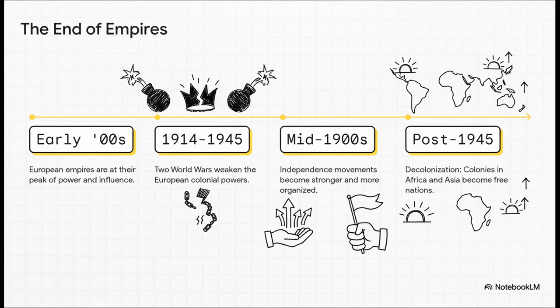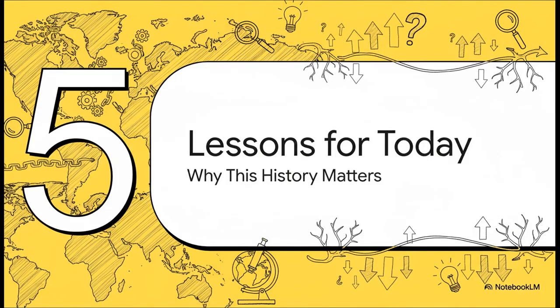After 2 incredibly destructive world wars, the European colonial powers were really weakened, both financially and militarily. At the exact same time, these independence movements were getting stronger and more organized. It created this perfect storm, and in the years after World War II, a huge wave of decolonization swept across the planet as dozens of colonies finally became free nations. So why are we talking about all this history? I mean, a lot of this happened 100 years ago. Why does it still matter today? Let's get into the lessons we can take away.